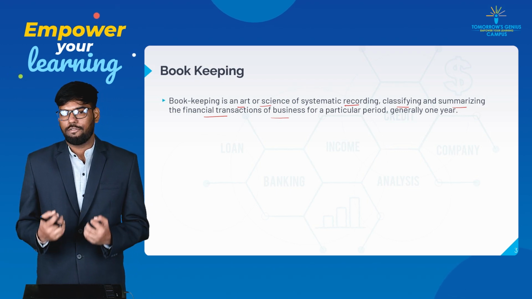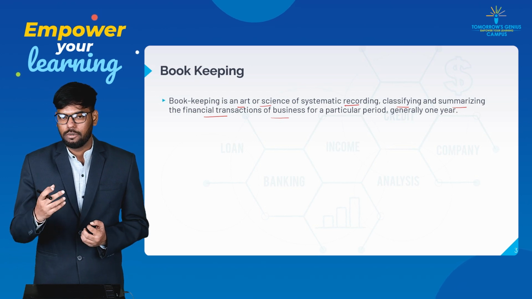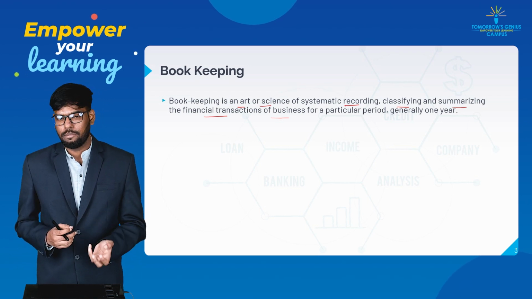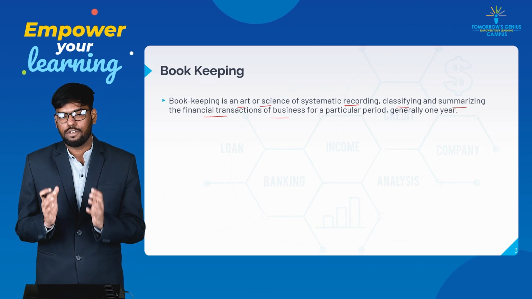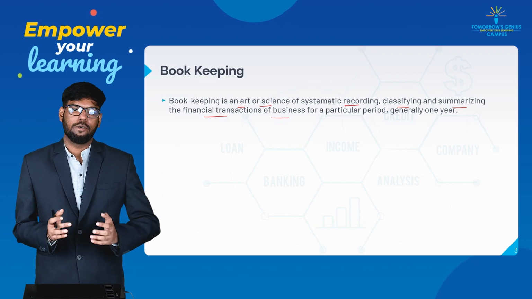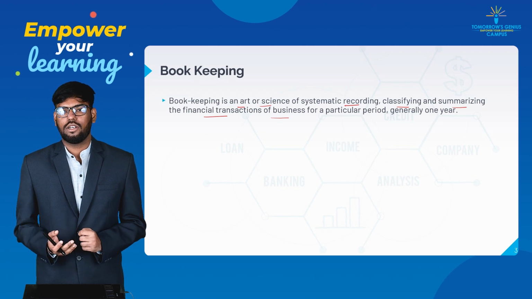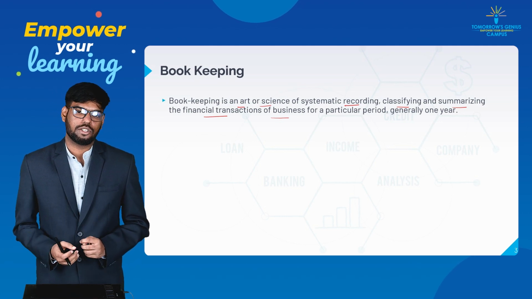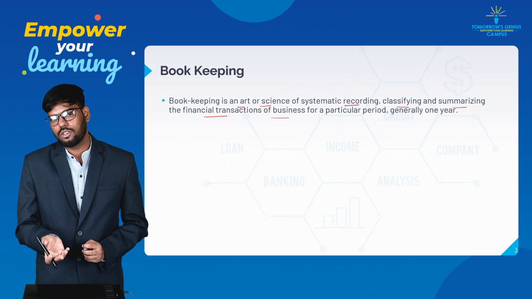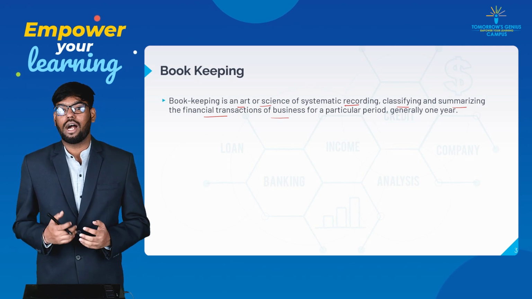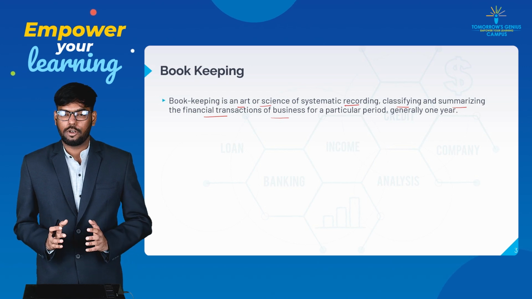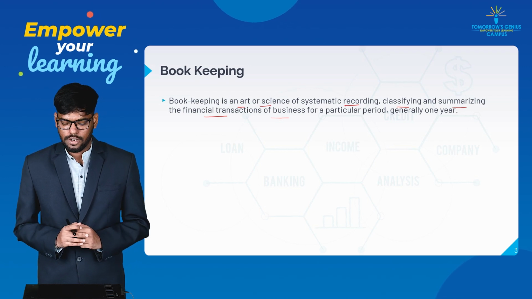For example, if I go to a shop and purchase 10 kg of sugar, I need to pay in return. So this is a financial transaction. But suppose I purchase sugar and, instead of making a payment in cash, I give away some goods in return. That is not a financial transaction. That is known as barter exchange. So what we have to record is only a financial transaction.